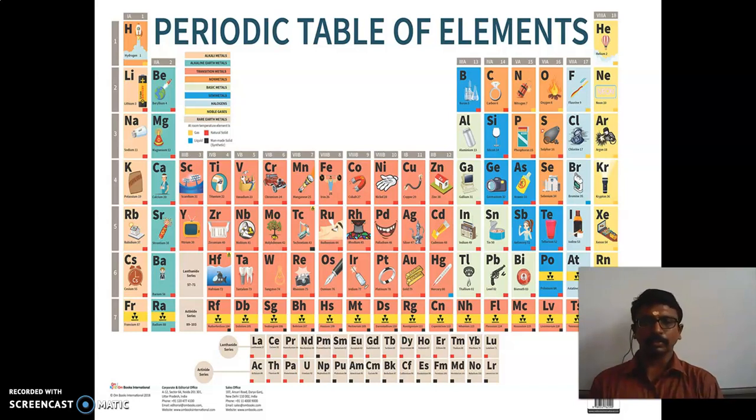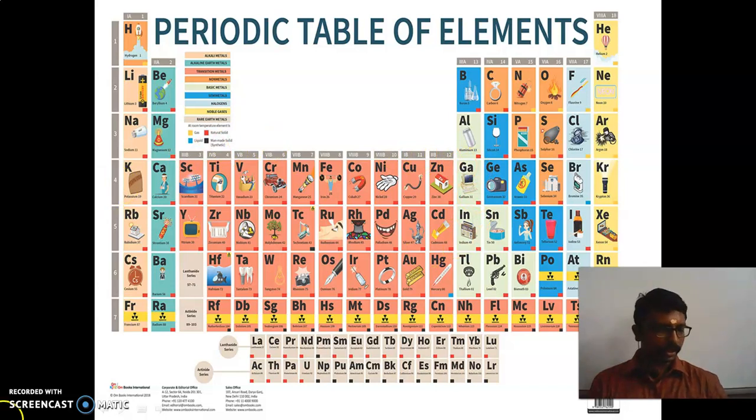And next, you have to learn by heart another 10 elements, that is the first transition series, that is atomic number 21 to 30. So these are called the first transition series.